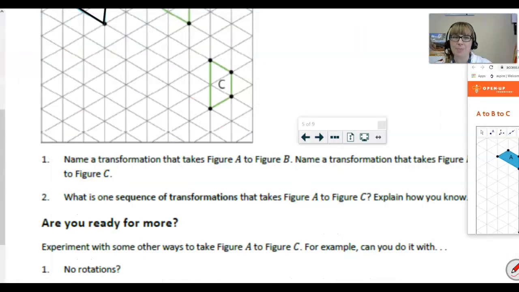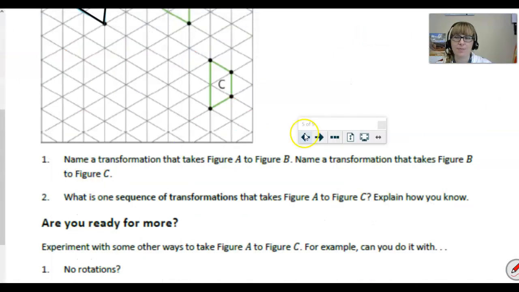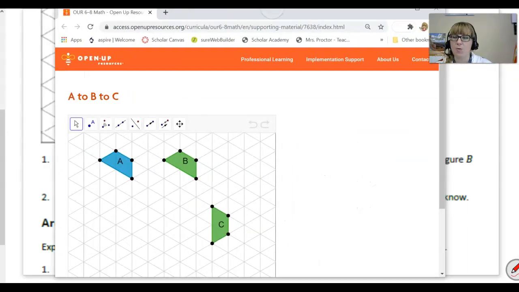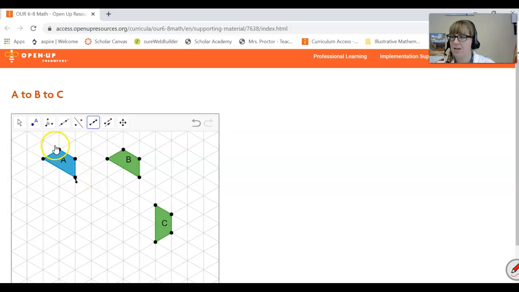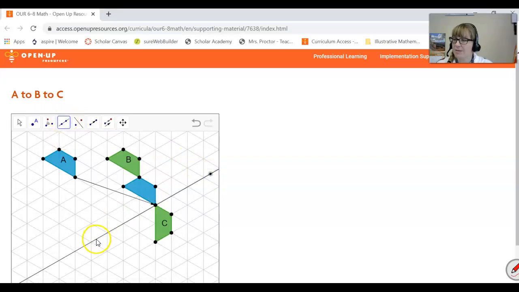I'm going to reset my applet. One way that we can go from A to C is through a reflection. That might not be the most obvious way, but we can do it through a reflection and a translation. I'm going to move this point through using a vector to this point. So translate by vector. There we go. Can you see the reflection now? I can reflect on this line.